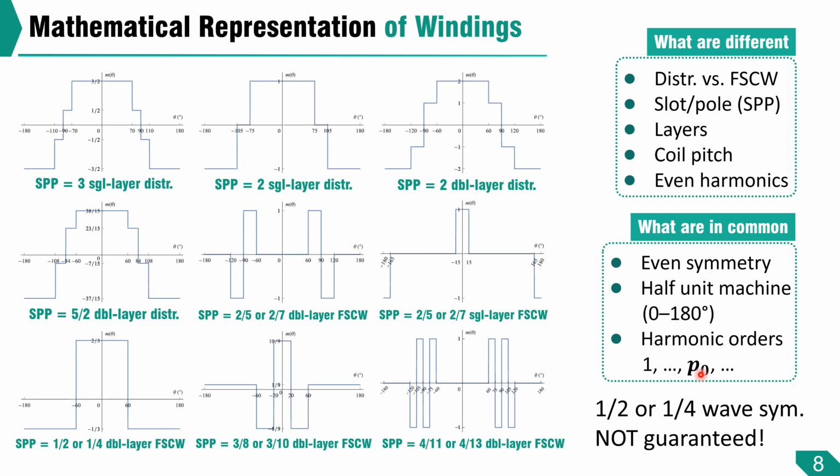As a side note, sometimes we have half-wave symmetry. Sometimes we don't, meaning the winding has even order harmonics, second, fourth, etc.